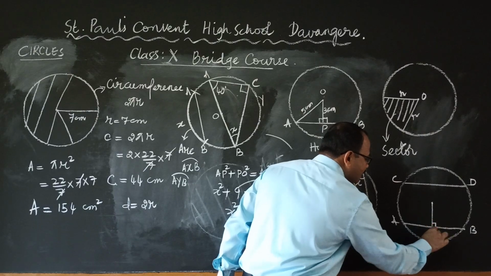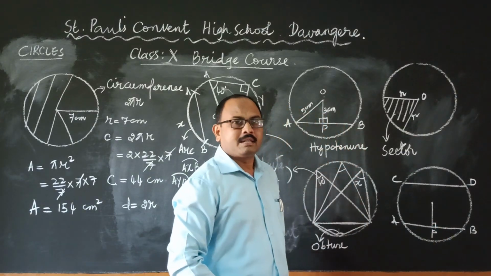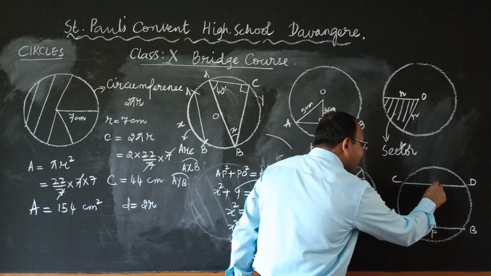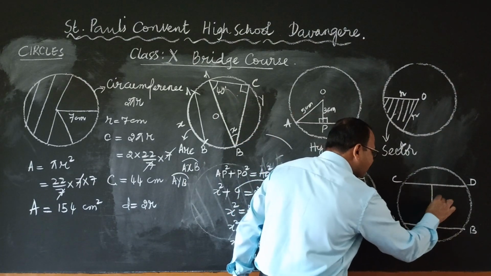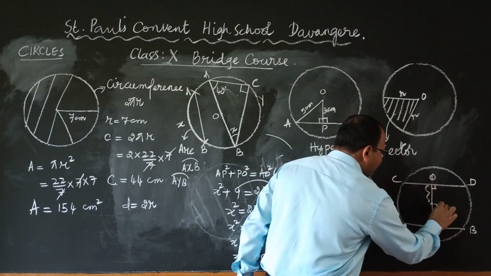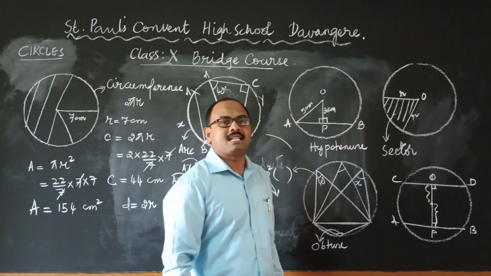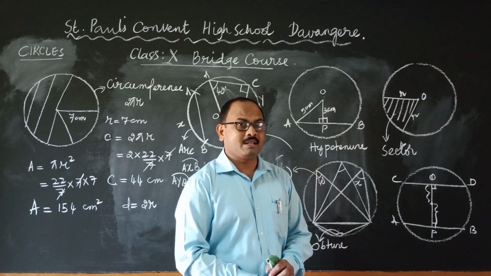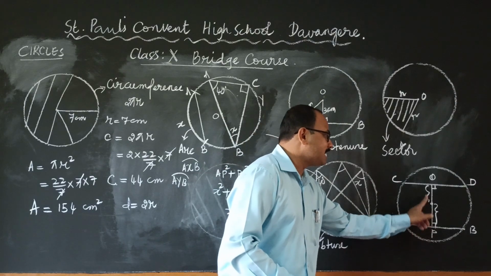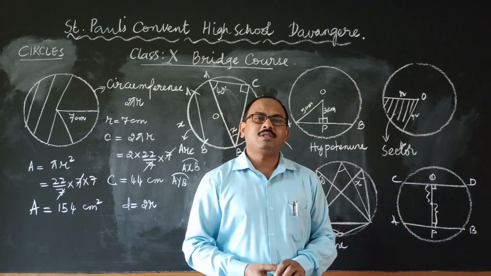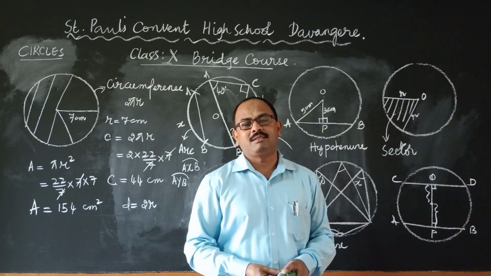We know that this is the perpendicular distance, the perpendicular drawn from the center to the chord. Okay? Similarly, this distance, children. These perpendicular distances will be equal. On the other way, children, if the perpendicular distances are equal, then the chords will also be equal.